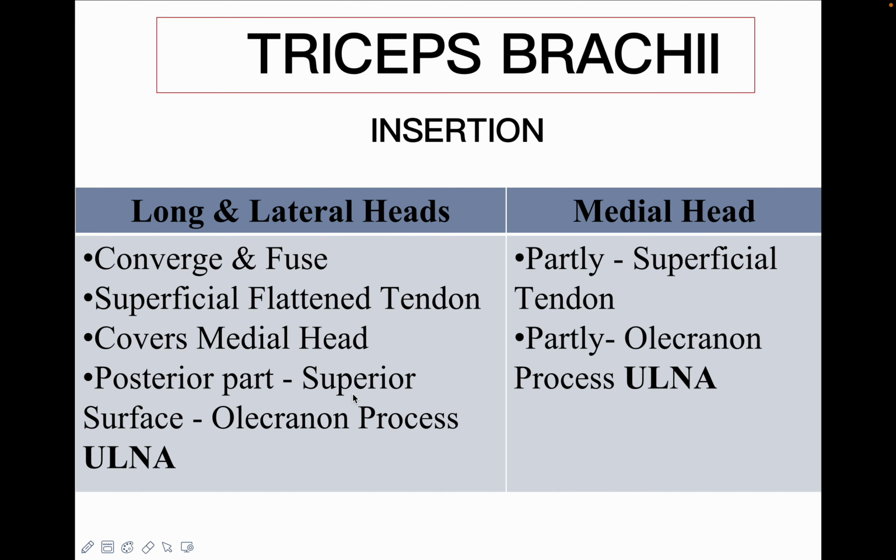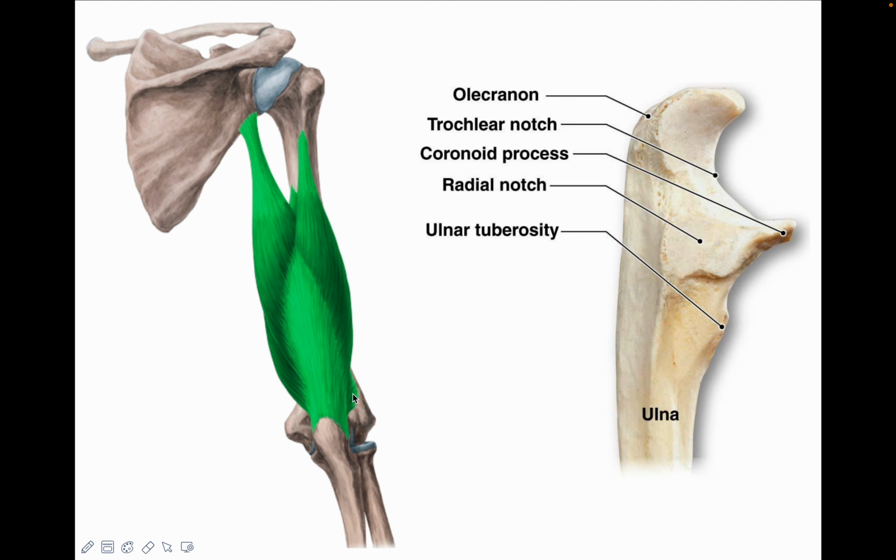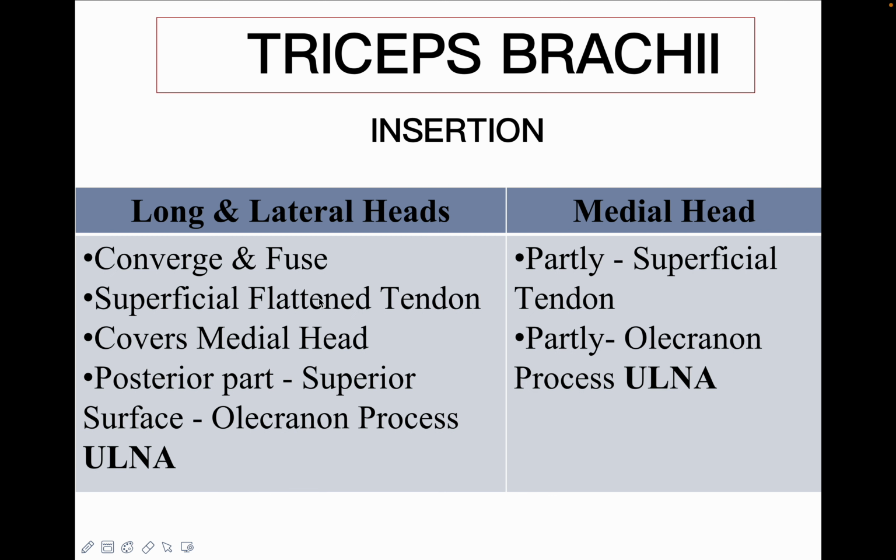Now how does the triceps get inserted? The long and lateral heads converge and fuse. You can see here that the long and the lateral head are converging, coming together, and fusing. They form a common superficial flat tendon, and they get inserted on the superior surface of the posterior part of the olecranon process of the ulna.